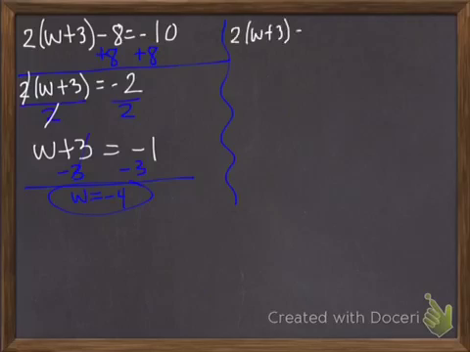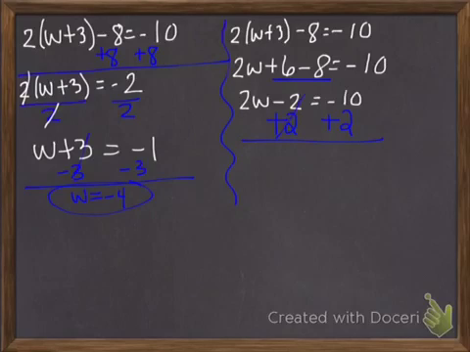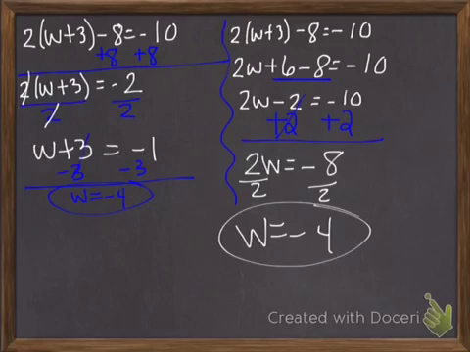Those of us that want to distribute first are going to get 2w plus 6 minus 8 equals -10. Then we make sure we combine like terms, and we get 2w minus 2 equals negative 10. Now we would add 2 to both sides, so we would get 2w equals negative 8. And then dividing both sides by 2, we would still get w equals negative 4. So either way, we're going to get the same correct solution.